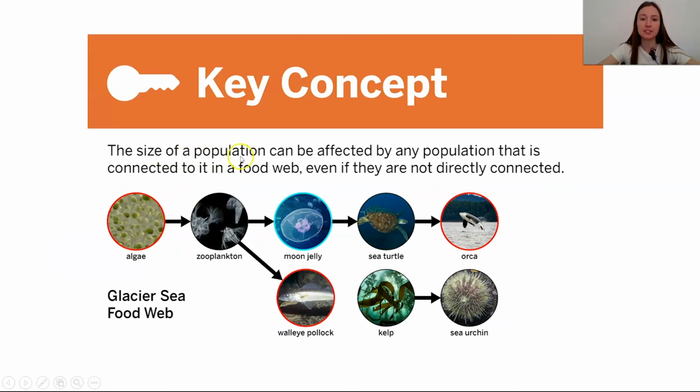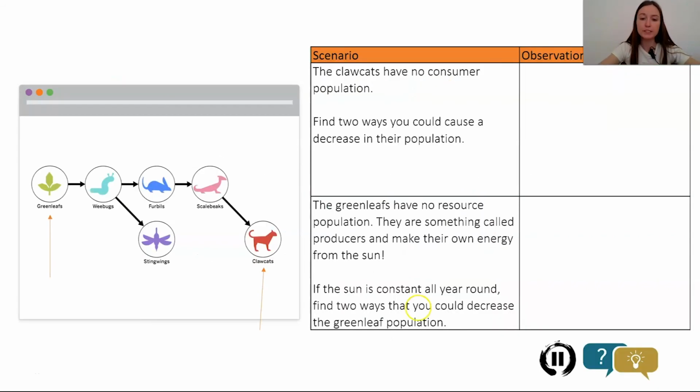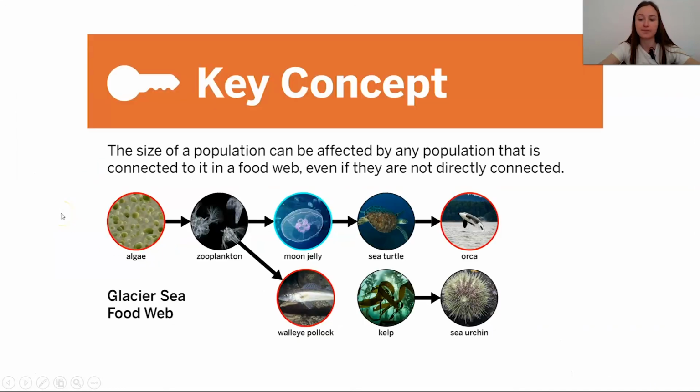The size of a population can be affected by any population that is connected to it in a food web, even if they are not directly connected. This is crazy, and this really is what it was talking about in the article, that biodiversity, or having many different types of populations working together and staying in balance, is really a great measure of the health of an ecosystem. When we started to decrease those furbals, lots of things started to become unstable and change very quickly.